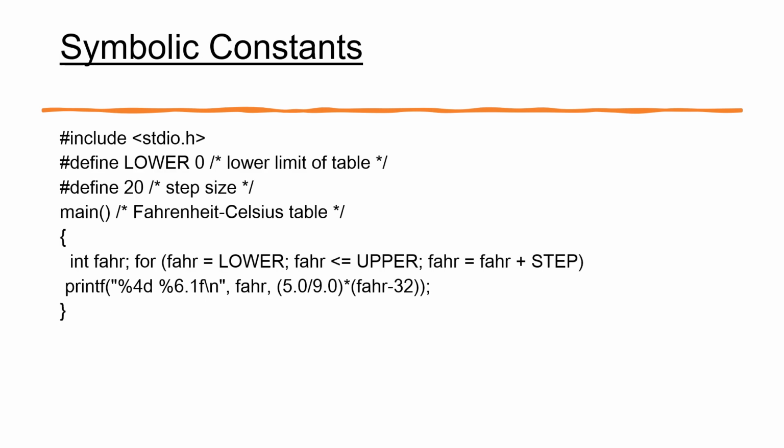Symbolic constants. You can always define your constants before main for further use anywhere in the code. So the basic syntax for define is #define with the variable name and then the value. Here we have used the same code to depict a different way of writing it.